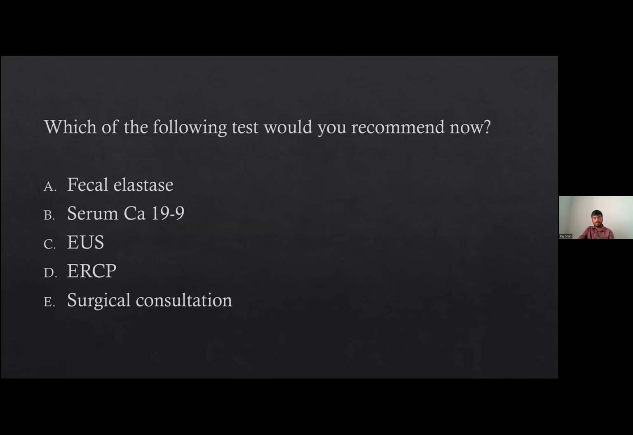Yes. So we have fecal elastase. Usually we check for exocrine deficiency. Serum CA19-9 is a marker for pancreatic cancer, but we all know that this marker is not the best way to pinpoint it. And we have endoscopic ultrasonogram, and we can call for a surgical consultation. Right now, we have some bright Bangladeshi young physicians working with us. And I see Dr. Abdul Rahman is here. Patients really like him a lot. I would like to ask Abdul Rahman Shawan, what do you think is the right answer?